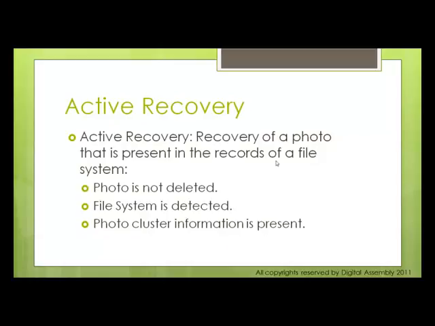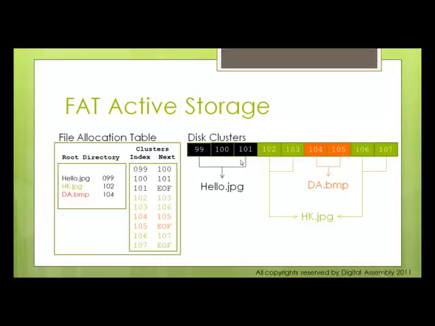When you have all of the information in your file system to recover a file that's been deleted, that's called an active recovery. The photo isn't deleted, but it sees the file system, and the information that points to that photo cluster is present, and so all that's left then is to actually do the work of putting it back together again. And here you see an example of how the three clusters for the hello.jpg are all contiguous, and so it's really easy to put that back together again.